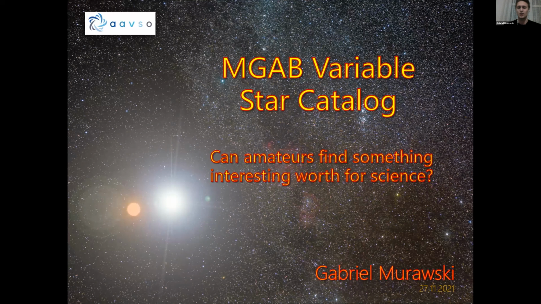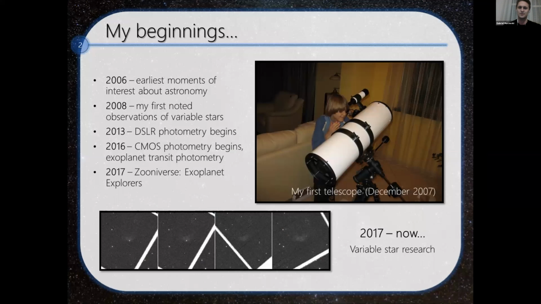For example, what are variable stars about? But I want to focus on what exactly I have done in the last 4 years. So to begin with, I will start with my history. My interest in astronomy began 15 years ago, as far as I remember.